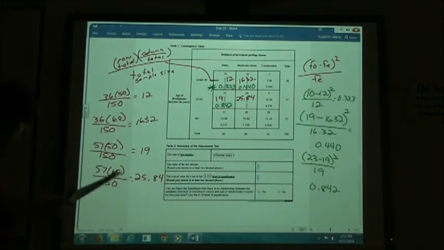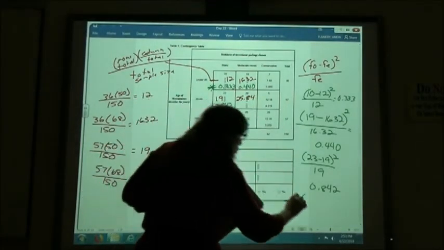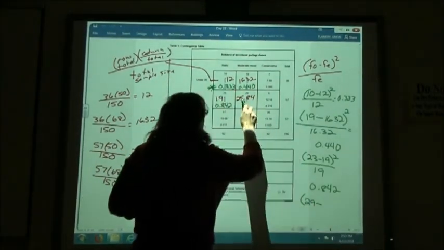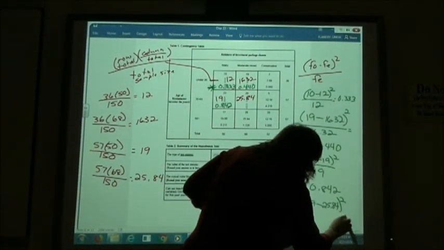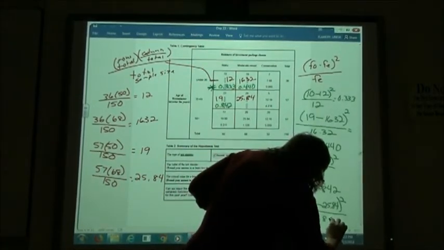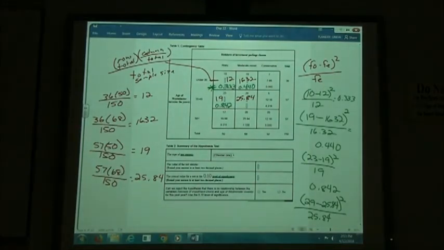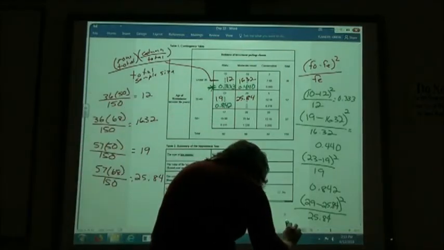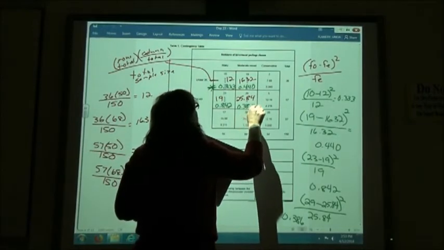And the last one on that part, we are going to do my observed frequency of 29 minus my expected frequency of 25.84. I have to square that and divide it by my expected frequency of 25.84. So 29 minus 25.84, you square that and then divide it by 25.84. When you do that, you should get 0.386.